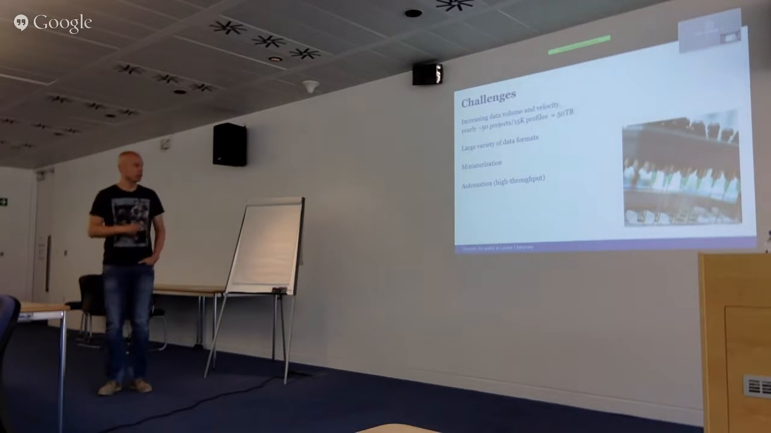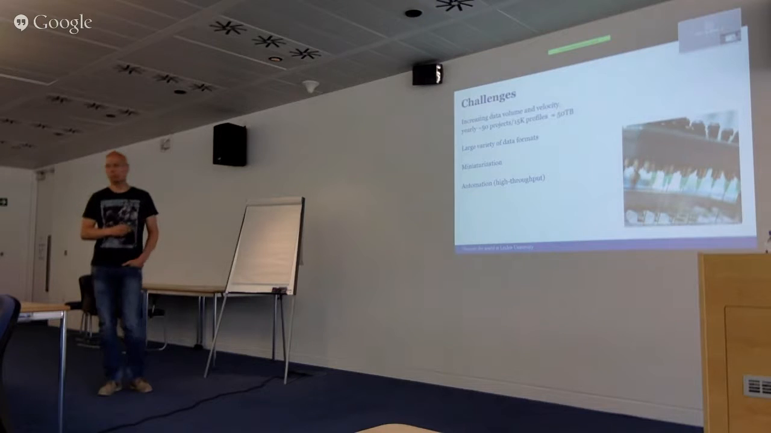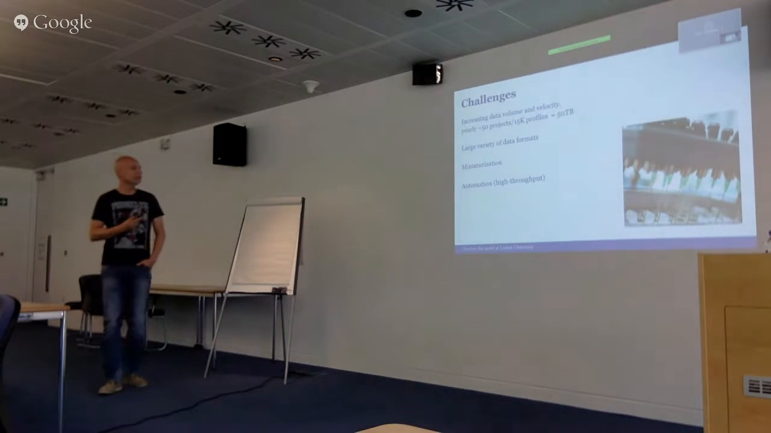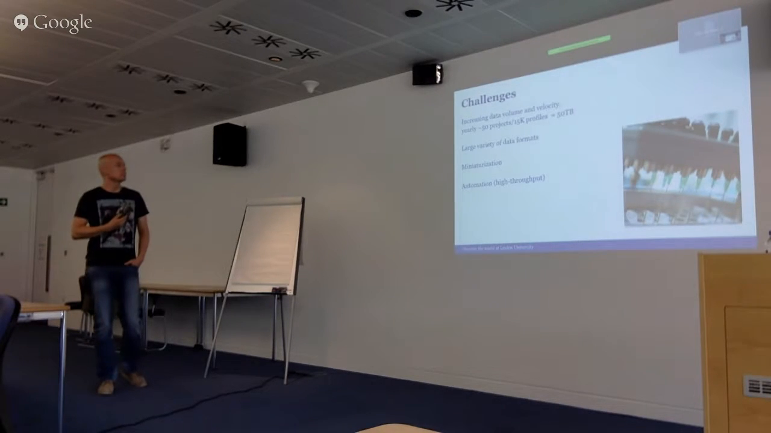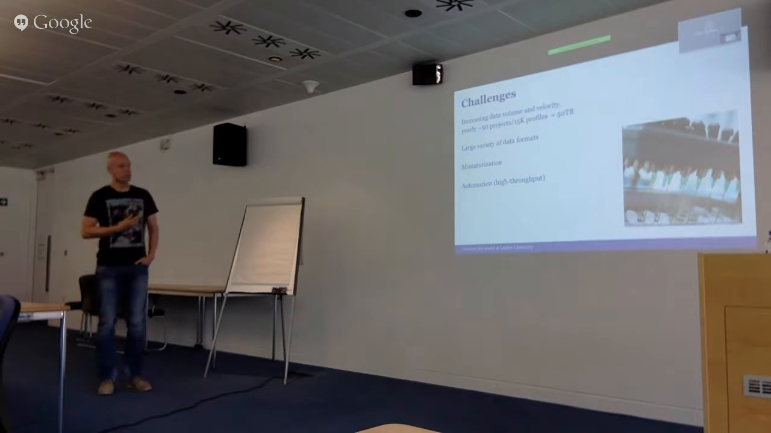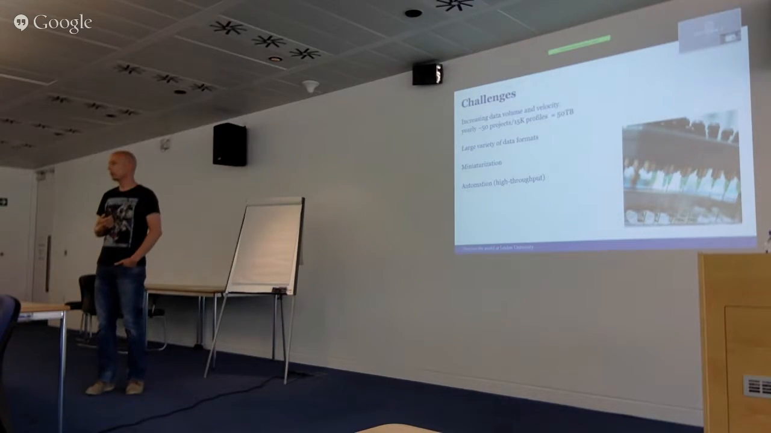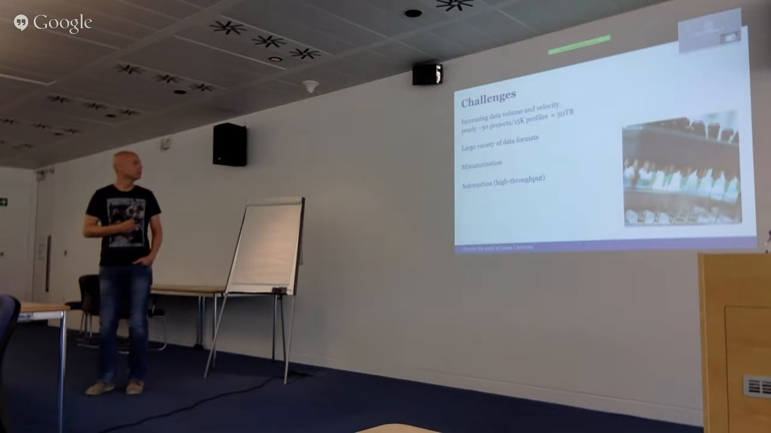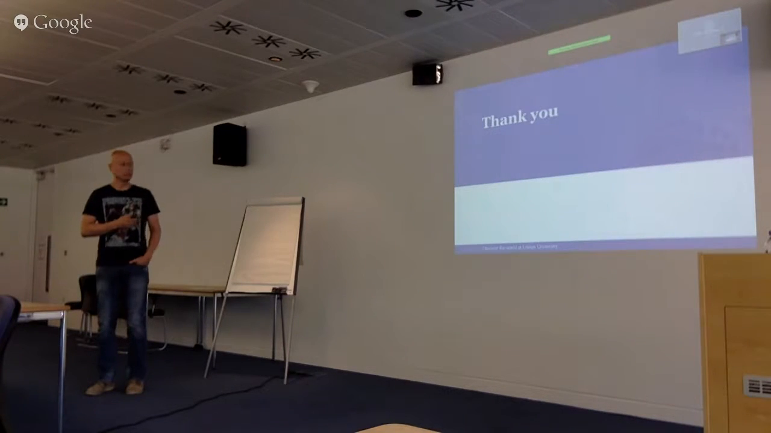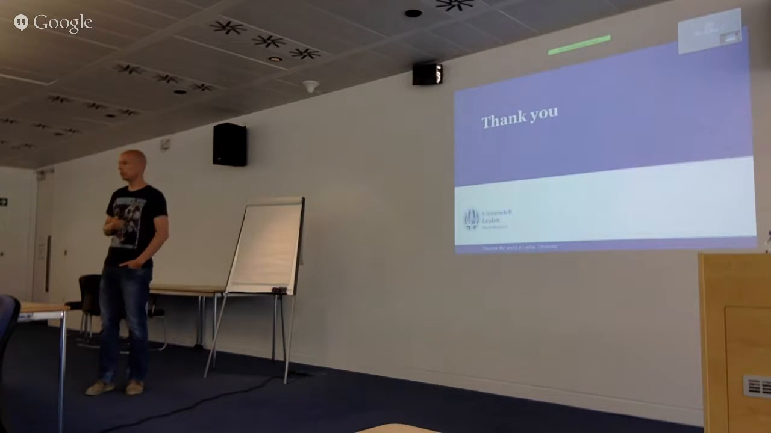And yeah, automation might help throughput. We want to do more samples. We now do about 15,000 profiles per year, but we could do more. We have a lot of machines there. I think that was it. That's Leiden University.